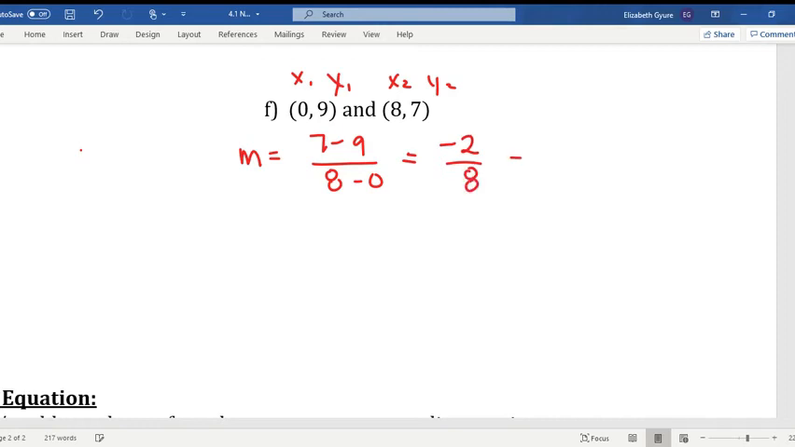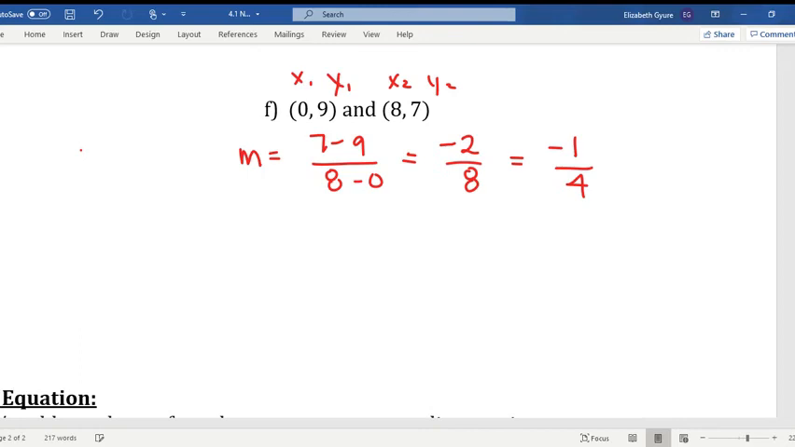8. Should I reduce the fraction -2 over 8? Yeah, what goes into both of them? 2. -2 divided by 2 is? -1. 8 divided by 2 is? 4. Okay, so there's my slope. I'm glad we looked at this one because we want to see a fraction one.